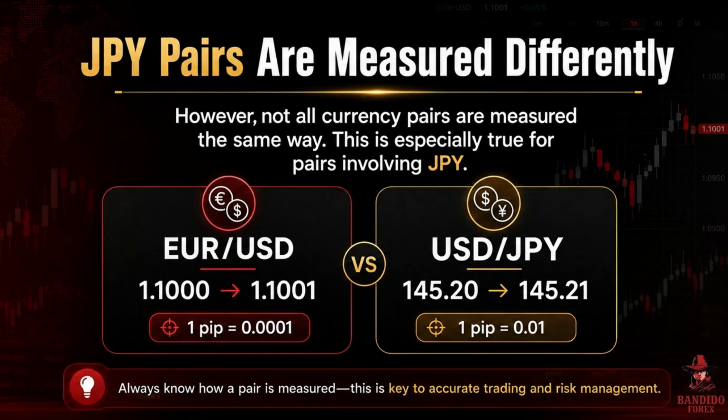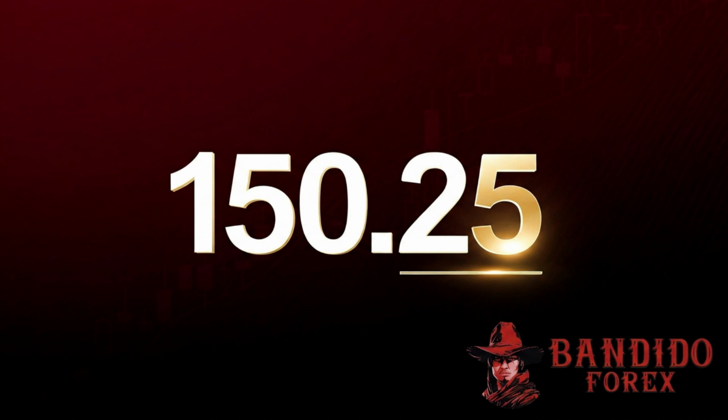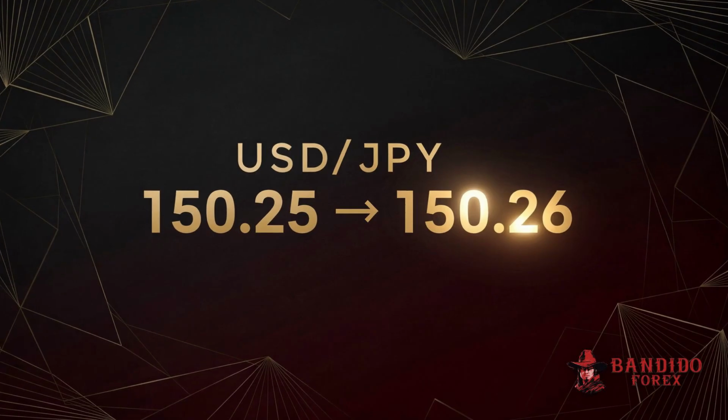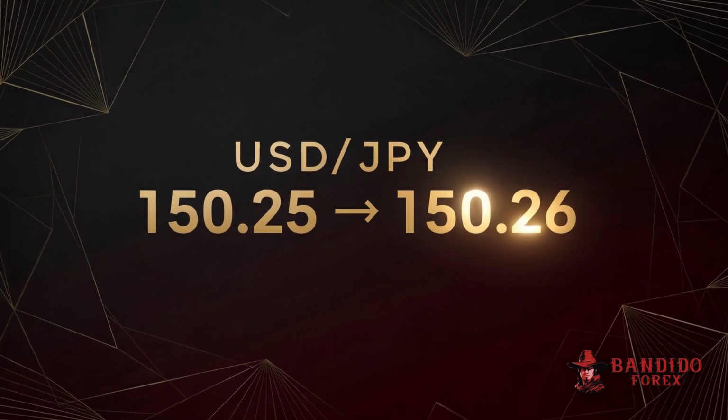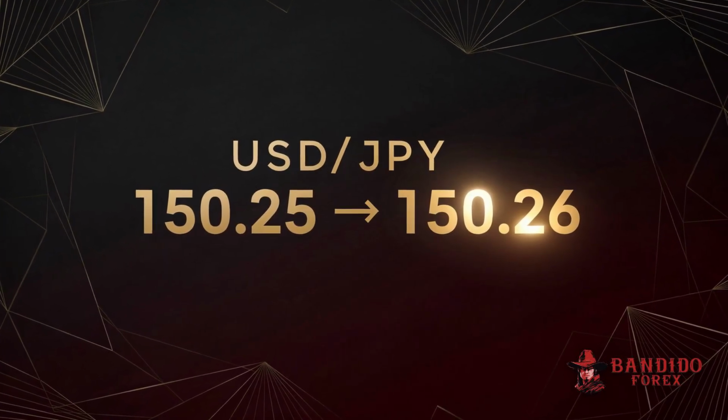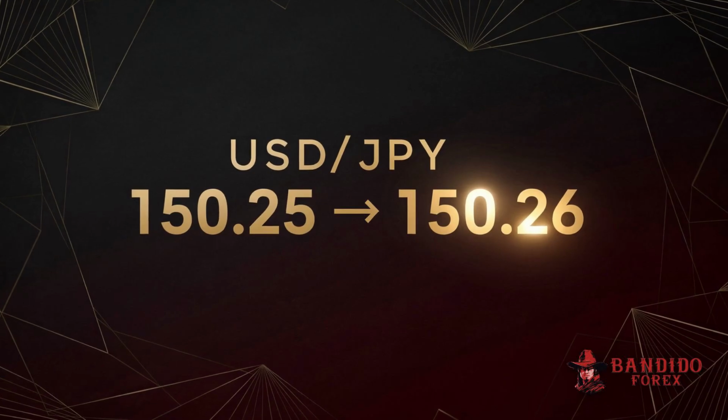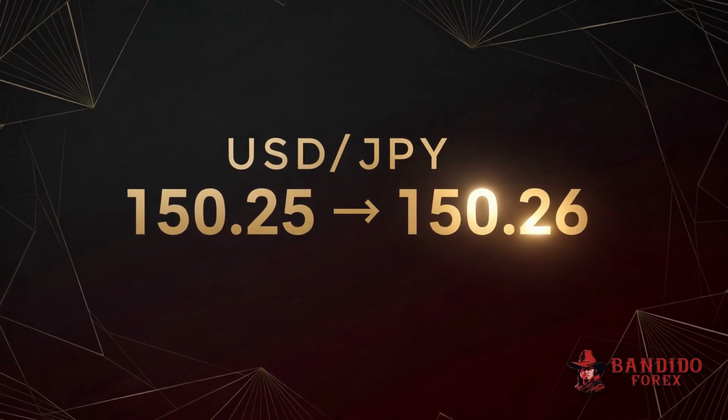However, not all currency pairs are measured the same way. This is especially true for pairs involving the Japanese yen. For yen-based pairs, a pip is the 2nd decimal place instead of the 4th. So, if the USD/JPY moves from 150.25 to 150.26, that is exactly 1 pip.